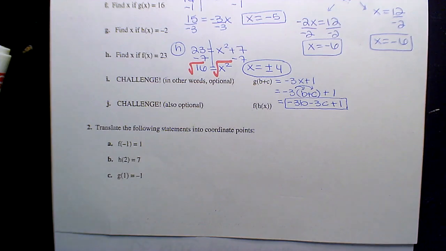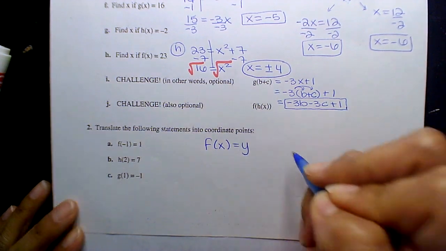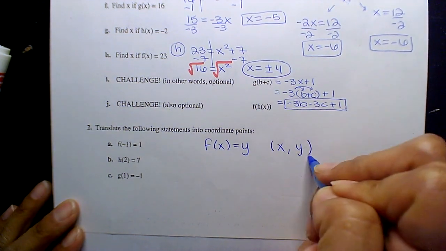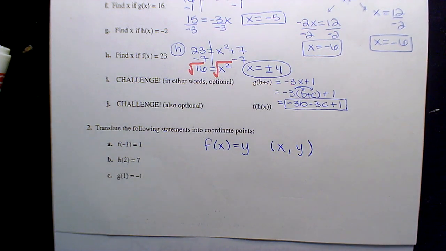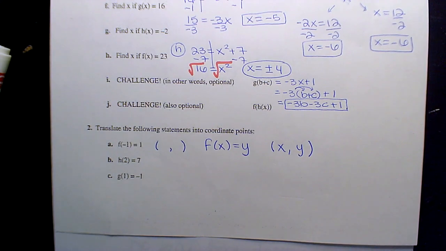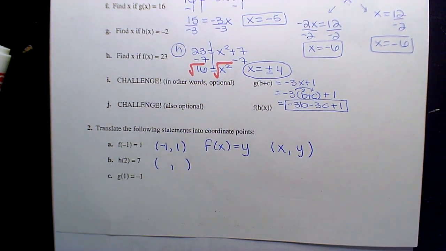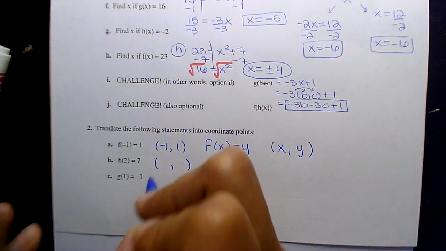Okay, here we go. You know that f of x is equal to y, so every point is x and y. So what's my point here? Negative 1, 1. So what's the point here? 2, 7. It's so easy.